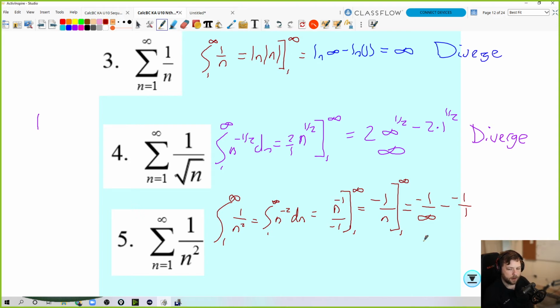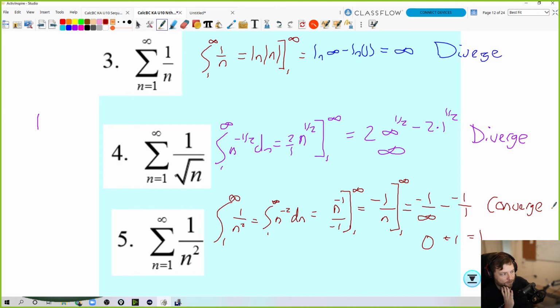This math right here is going to be 0 plus 1, so it equals 1. So we actually converge, in this case, by the integral test. Now, it doesn't converge to 1. This is not saying that it converges to 1 if you added that series up.